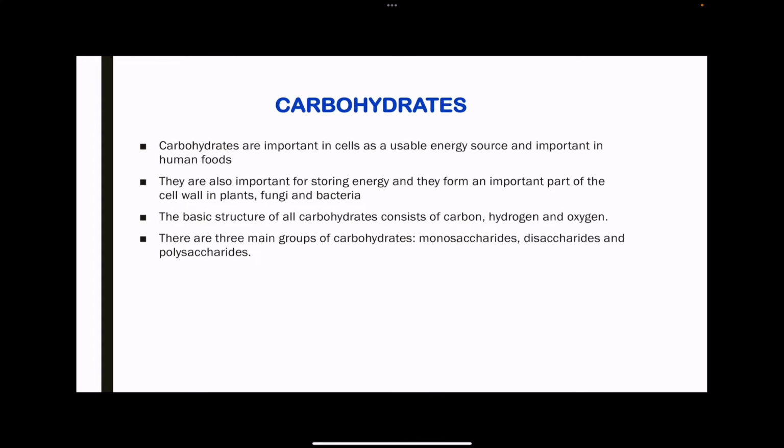Next, we're looking at carbohydrates. Carbohydrates are useful in cells as a source of energy, and they form an important part of cell walls of plants, fungi, as well as bacteria. The basic unit of all carbohydrates consists of carbon, hydrogen, as well as oxygen. There are 3 main groups or classifications of carbohydrates. They can be categorized into monosaccharides, disaccharides, as well as polysaccharides. Monosaccharides are made up of 1 sugar molecule. Disaccharides are made up of a combination of 2 sugar molecules, and polysaccharides may contain many.